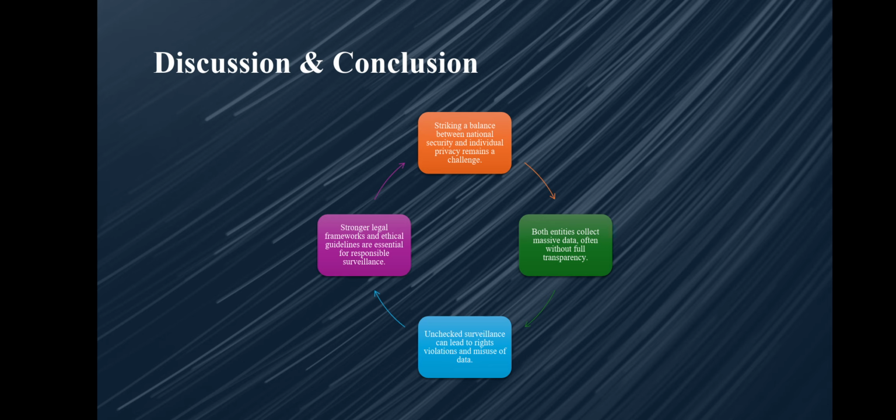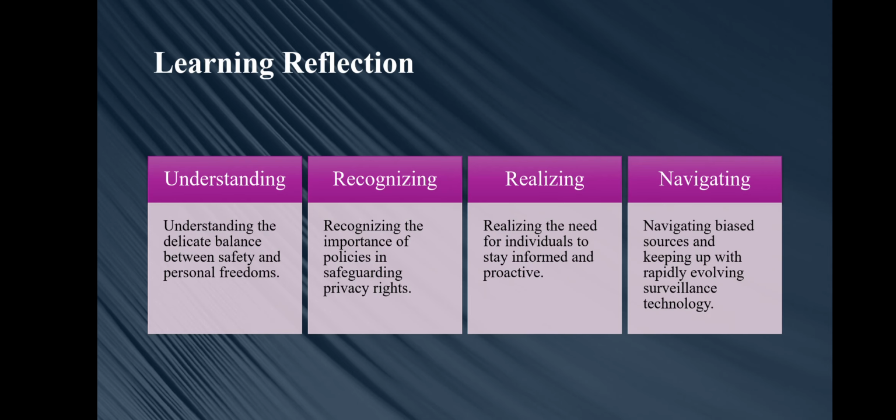So, the main thing comes here: discussion and conclusion. Striking a balance between national security and individual privacy remains a challenge. It is because both of the parties don't know at which extent they should stop. Both entities collect massive data, often without full transparency. Unchecked surveillance can lead to rights violations and misuse of data. Stronger legal frameworks and ethical guidelines are essential for responsible surveillance. Understanding the delicate balance between safety and personal freedoms.